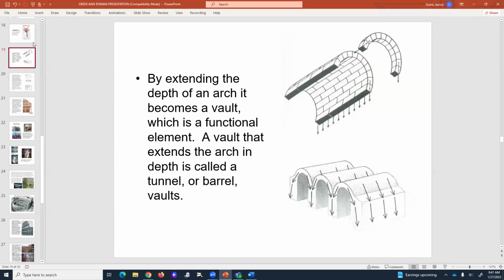So over time, by extending the depth of the arch, it became this vault and became a functional element. The vault that extended the arch in depth was called a tunnel or barrel vault. And you can see with those arrows how the loads come down and through the walls. But they didn't let a lot of light in. So these were used for storage mostly, because they couldn't really be in that space with it being so dark.